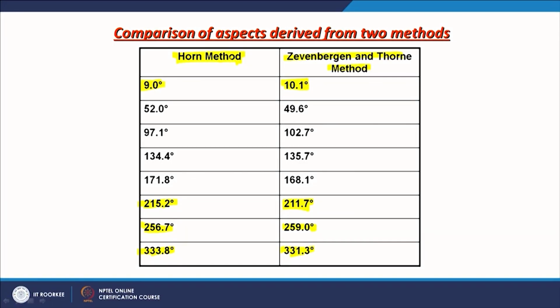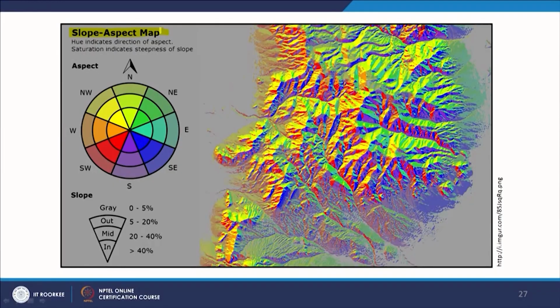Another important thing is that once you have created a slope map, you have also created an aspect map, and you can combine these two maps and create a new output which would be more useful than the individual maps. And this is what has been done, the slope and aspect map, which is very interesting. One can try it with whatever software you are using, and you have to interpret it in a little different way. So, what it is saying is that hue indicates the direction of the aspect.